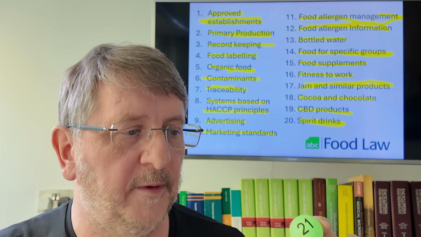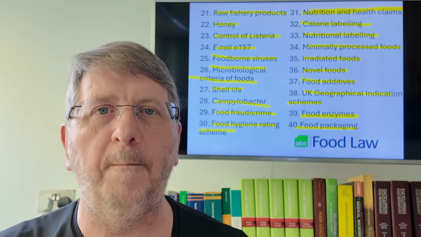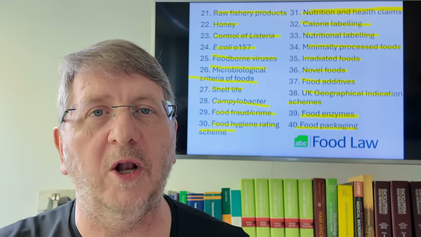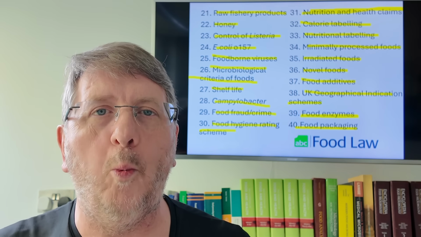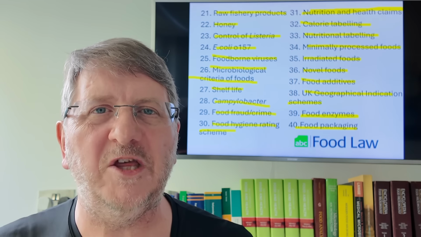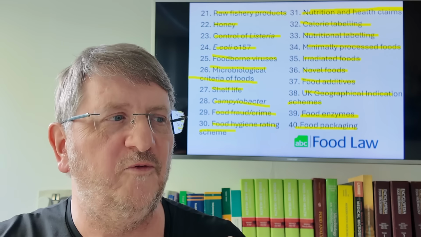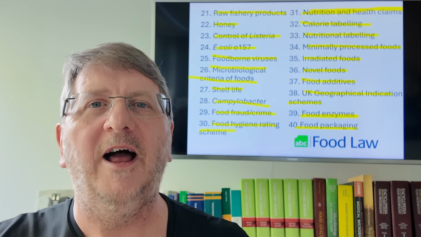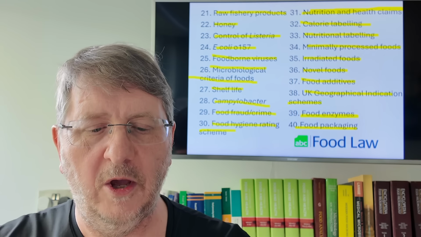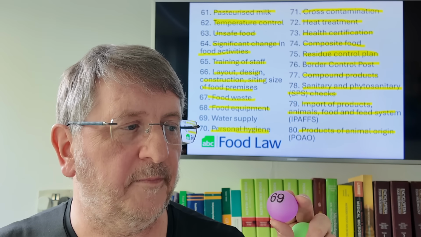Number 21 is raw fishery products. Raw fishery products, as well as the sort of bacteria food poisoning associated with them, might also include parasitic worms. These would be wild caught fishery products. So in order to ensure that people aren't going to be infected with parasitic worms, the law requires that certain wild caught fish that are going to be consumed raw would need to be frozen prior to consumption. It's a hygiene requirement.